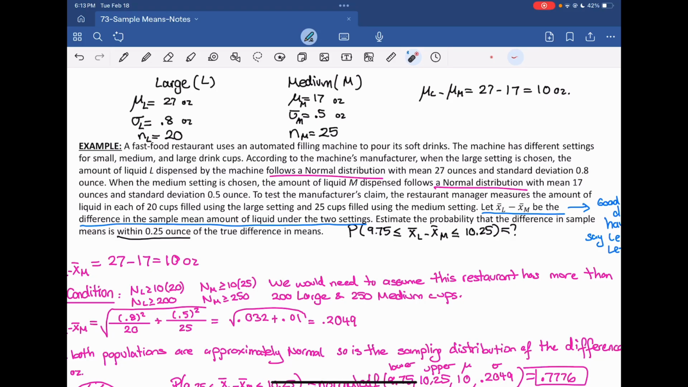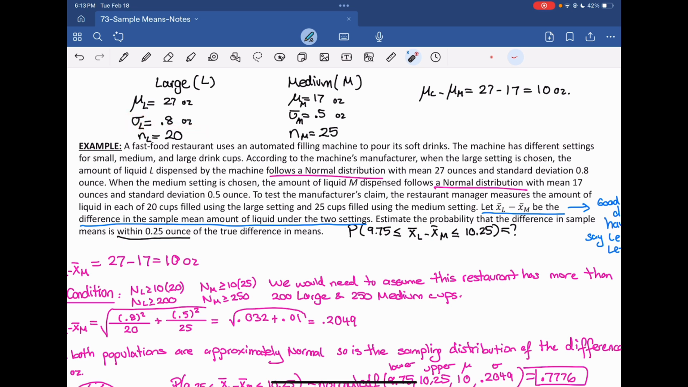This question is about a fast food restaurant that uses an automated filling machine to pour its soft drinks. The machine has a different setting for small, medium, and large. According to the machine's manufacturer, when the large setting is chosen, the amount of liquid L dispensed follows a normal distribution with mean 27 ounces and standard deviation 0.08 ounces. So L for large. I have my mean for L as 27 ounces. My sigma for L is 0.8 ounces.